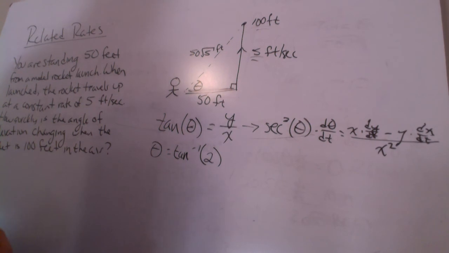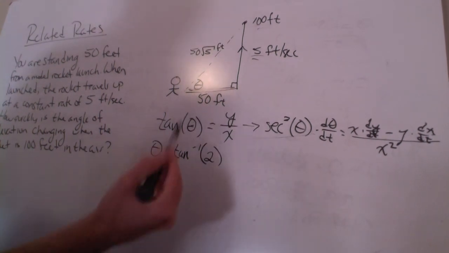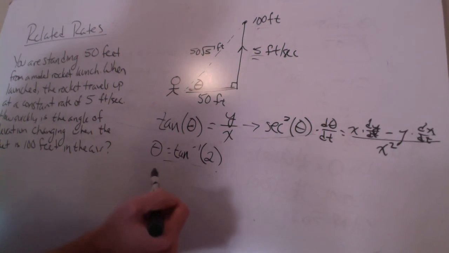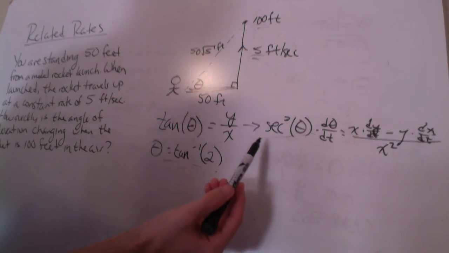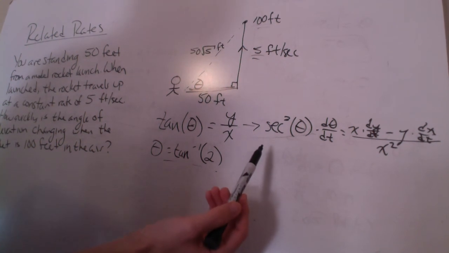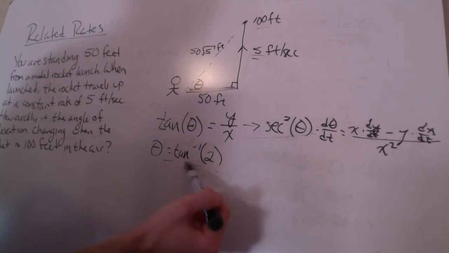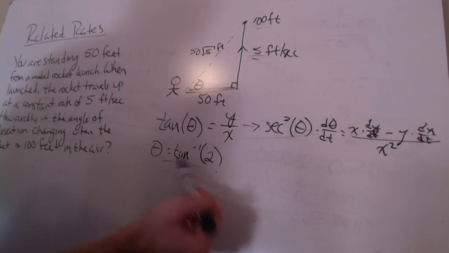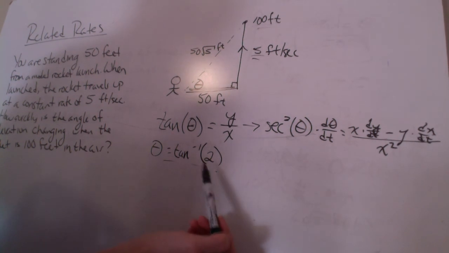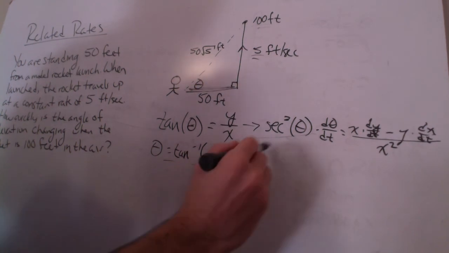And now we're in business here. So let's just plug in some values and see what happens. Theta is arctan of 2. If we remember that secant squared is 1 plus tan squared, then we'll get 1 plus tan of arctan of 2, squared. Tan of arctan 2 is just 2, so secant squared of theta is just 1 plus 2 squared, or 5.